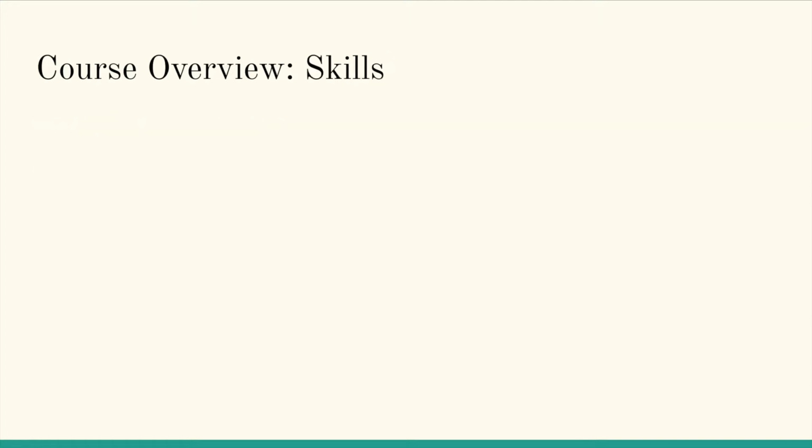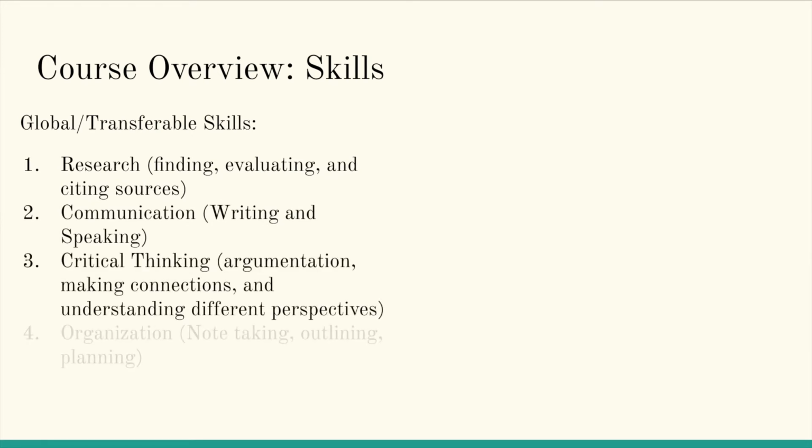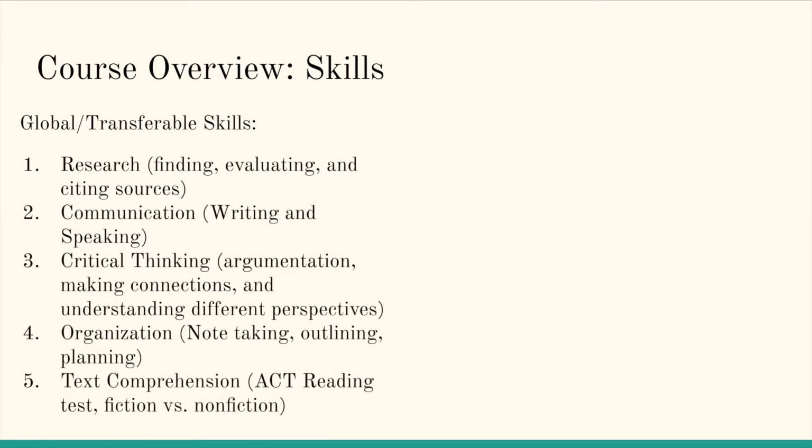To analyze those big ideas, we have 2 sets of skills. The first one I call global or transferable skills. These are skills that can be learned in a history classroom, but can be applied to any class or eventually, hopefully, to your future career. So the 5 skills I have are research, communication and writing and speaking, critical thinking, organization, and text comprehension. I'm not going to spend a lot of time going into these. There's a lot more sub-branches underneath each one, but those are the general outlines of them.